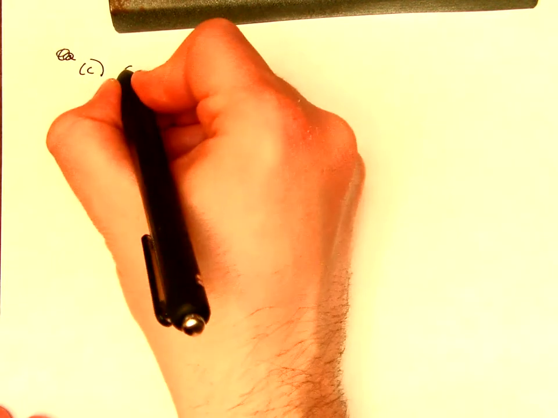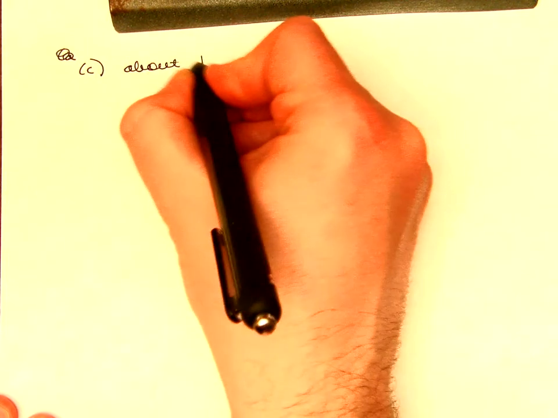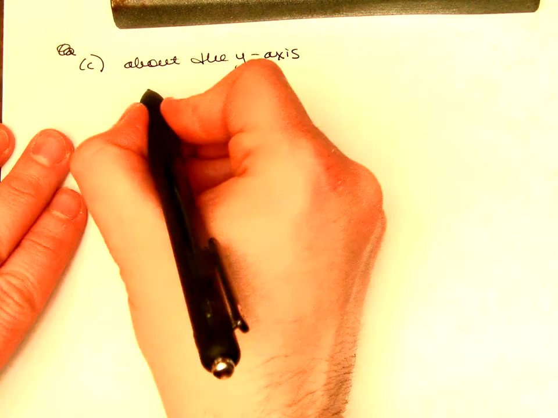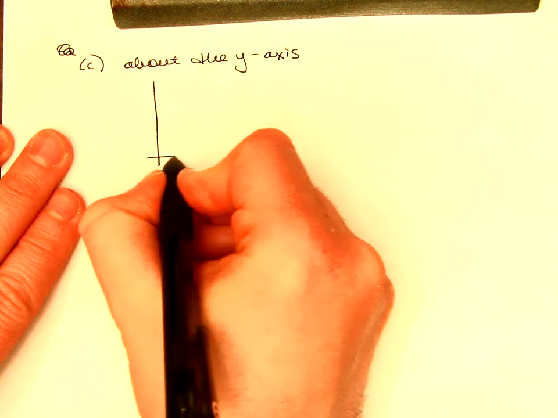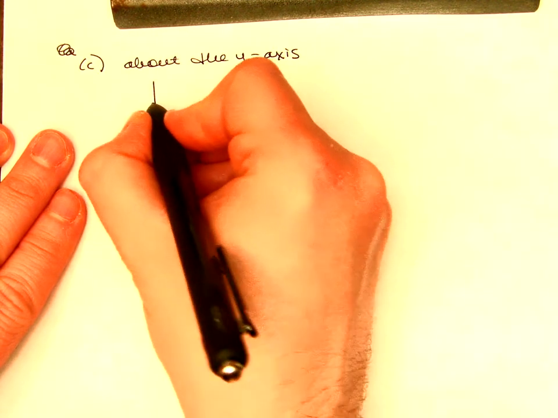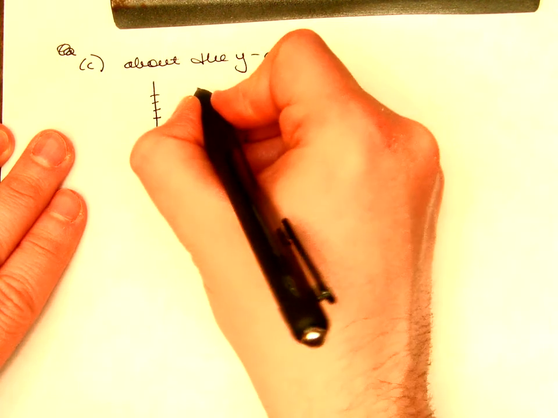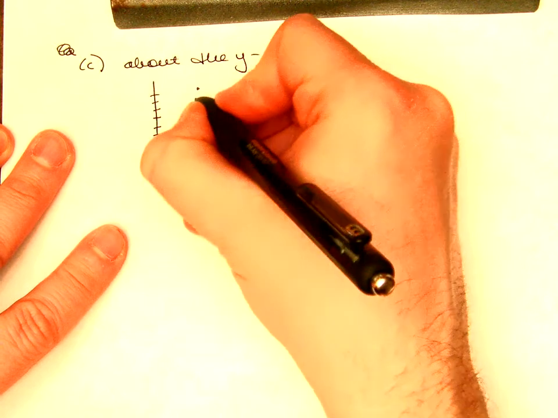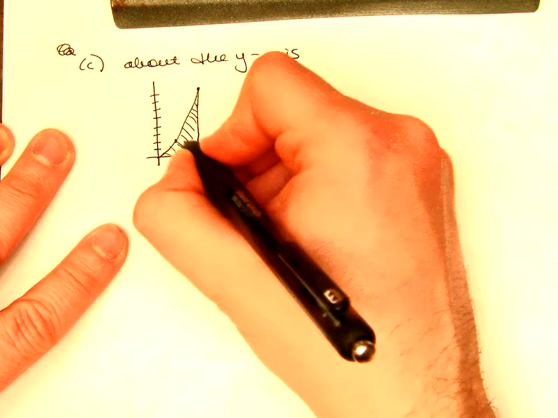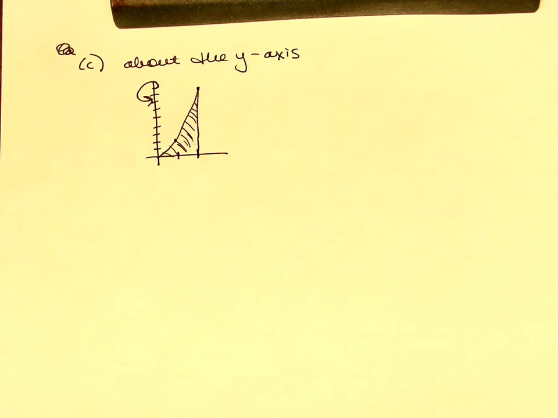Part C, we're going to spin this thing about the y-axis. Once again, sketch your region. And this time I'm going about the y-axis, so it's going to look like that. Decide, disk or washer. I hope you decided washer.